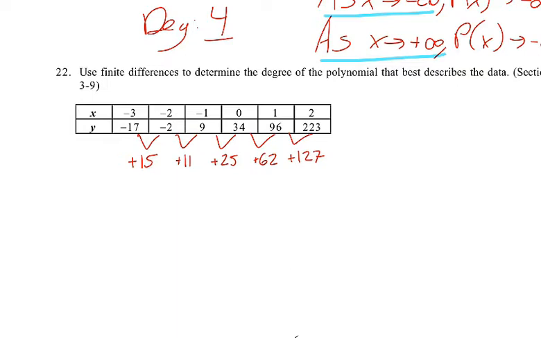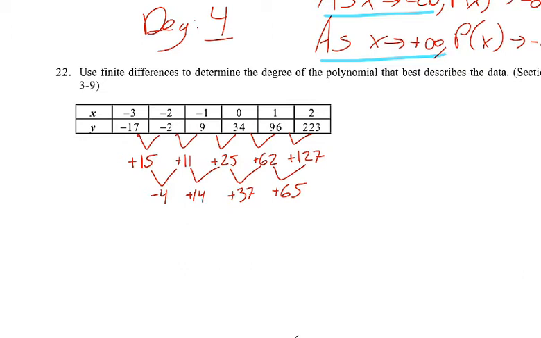So if the first row there were constant, it would be linear, but it's not, so we've got to keep going. So we're going to now look at the differences of those differences. We call those second differences. So to go from positive 15 to positive 11, you subtract 4. To go from positive 11 to positive 25, you're adding 14. 25 to 62, you're adding 37. 62 to 127, you're adding 65.